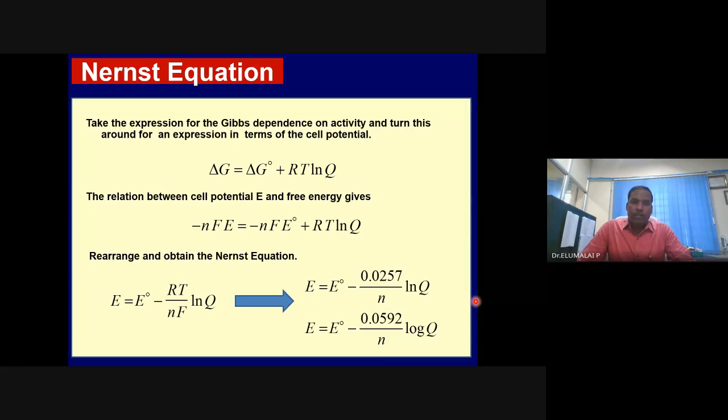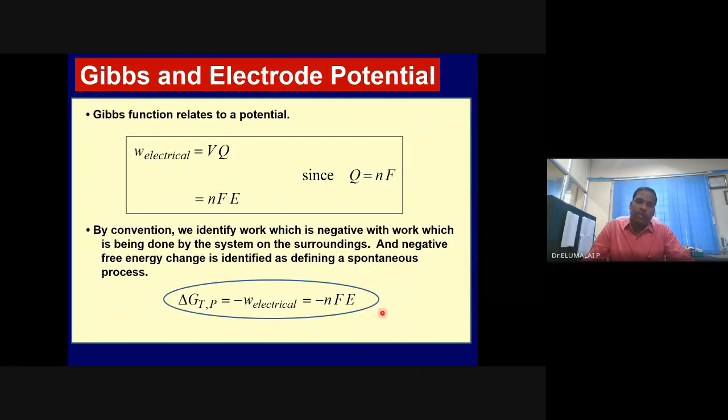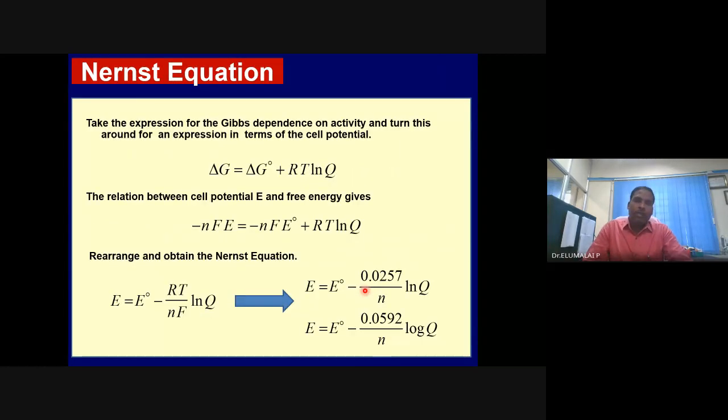So how will you get the cell potential? The electrode potential you can get. Or if you know delta G, you will be able to get it. We have some numerical problems, very simple problems, maybe next class. How will you get the cell voltage? I should not say cell potential, cell voltage. Electrode potential is acceptable, cell voltage. So this is another version of the Gibbs equation: delta G equals delta G naught plus RT ln Q.